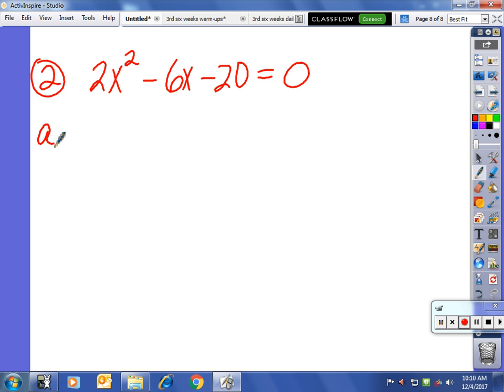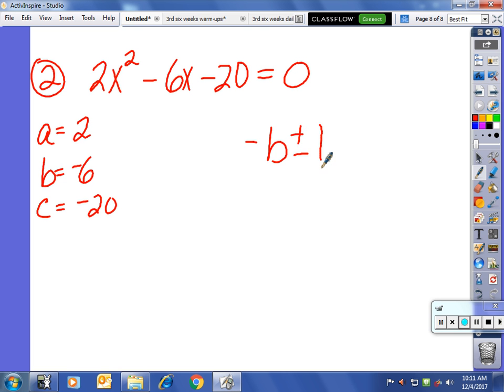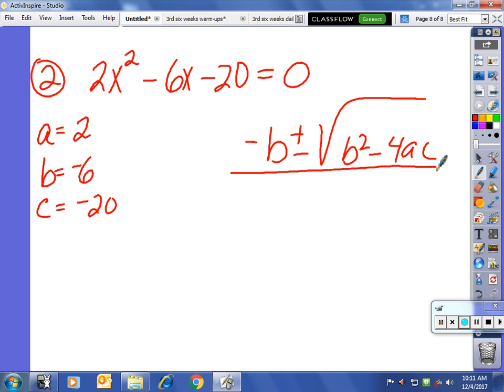All right, what's A here? 2, not 2x squared, just 2. Not 2x, it's just 2. B is negative 6. And what's C? Negative 20. Here's my formula. Opposite of B, plus or minus, square root of B squared minus 4AC, all divided by 2A.